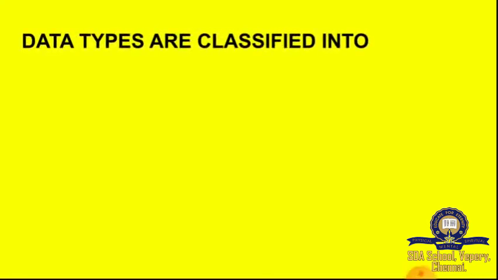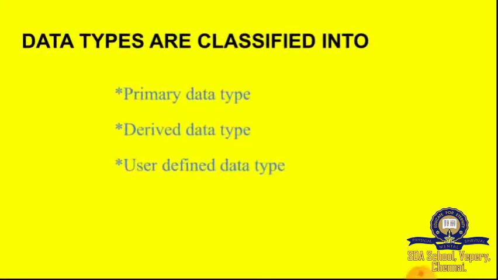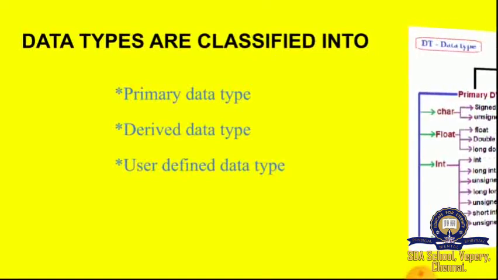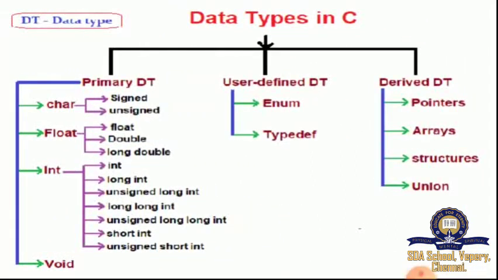Data types are classified into three types: primary data type, derived data type and user defined data type. Data types are classified into how many types, students? Yes, three types: primary data type, derived data type and user defined data type.